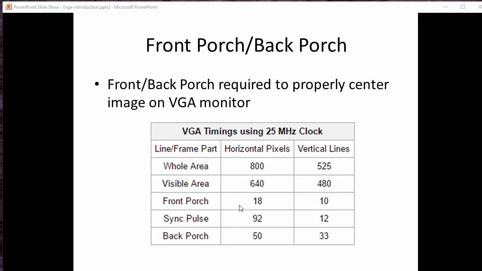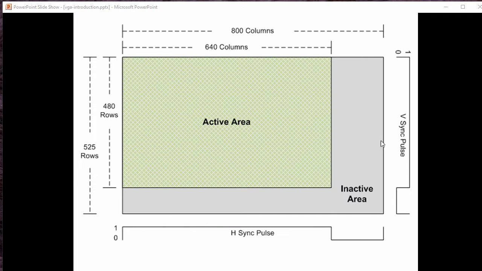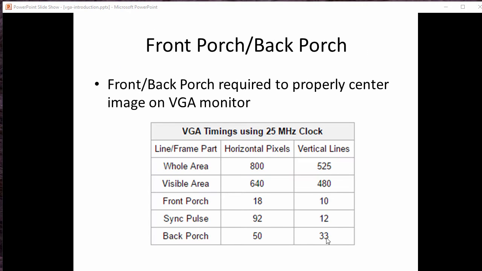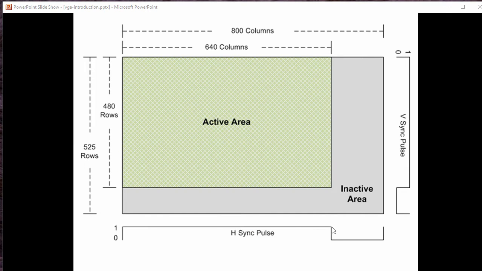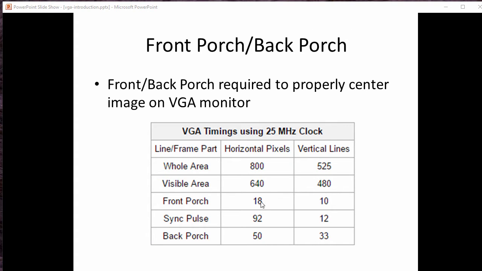What this is doing is modifying the sync pulse that we saw here, this H sync pulse, where it was inactive for the entire 160 pixels. Now we're only going to have it be inactive for 92 pixels. So we're going to increase the time when the sync pulse is active by 18 pixels on the front and 50 pixels on the back. That's going to increase this H sync pulse by 18 pixels here. It's going to be low for 92 pixels, and then high for the last 50 pixels. So that's just adding the front porch and the back porch in. It's required to do that to draw the image centered on your VGA display.